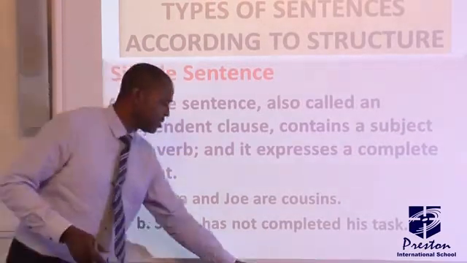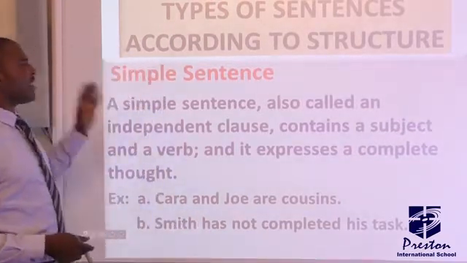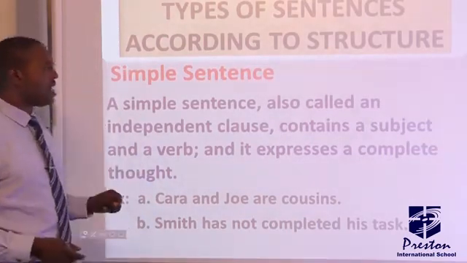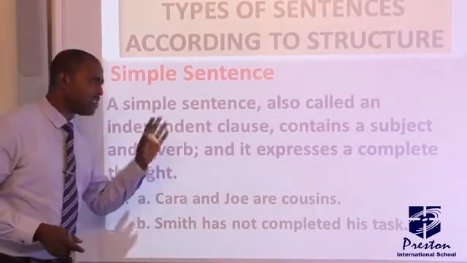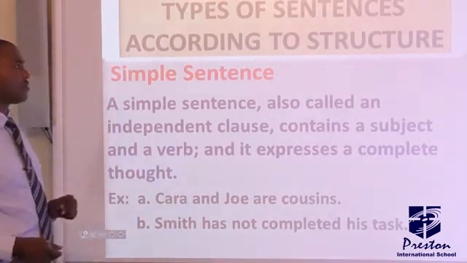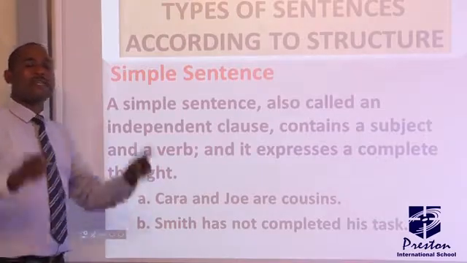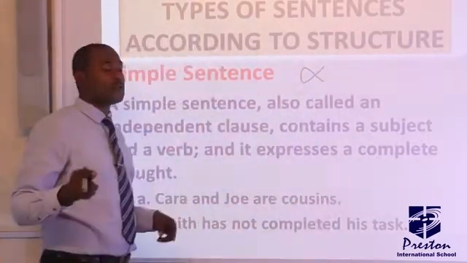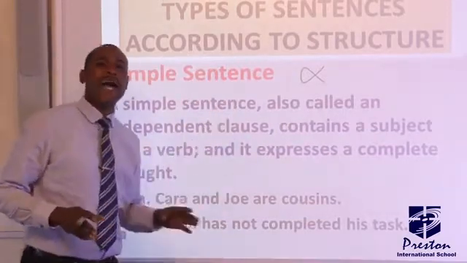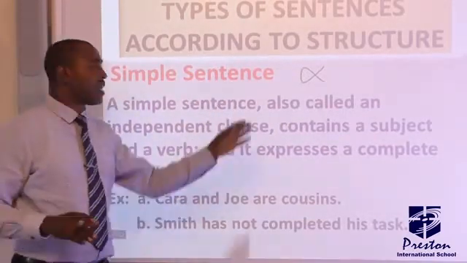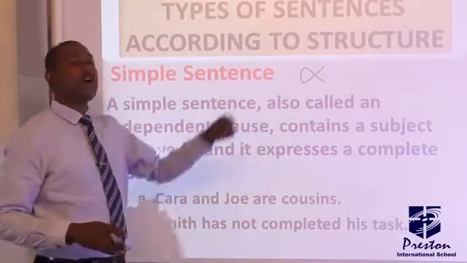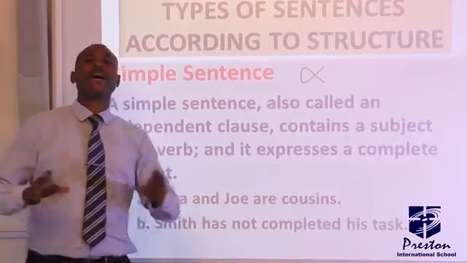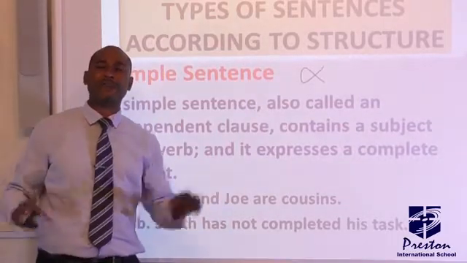A simple sentence, also called an independent clause, contains a subject and a verb, and it expresses a complete thought. What we are trying to say here is that a simple sentence has just an independent clause, known as the main clause, so it can stand on its own. We call it an alpha clause. An alpha clause is independent because it has all the elements in place and can stand on its own.